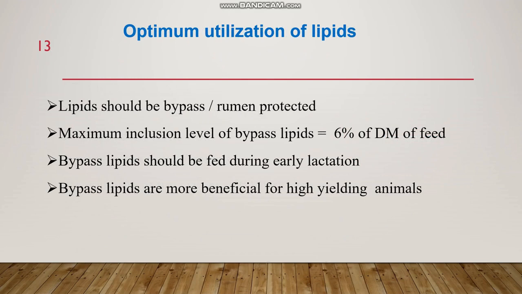Lastly, how do we optimize the utilization of lipids? The lipids should be bypass or rumen protective type. The maximum inclusion level of bypass lipids should be 6% of dry matter of the feed. Bypass lipids or bypass fat should be fed during early lactation. Bypass lipids or bypass fat are more beneficial for high yielding animals.